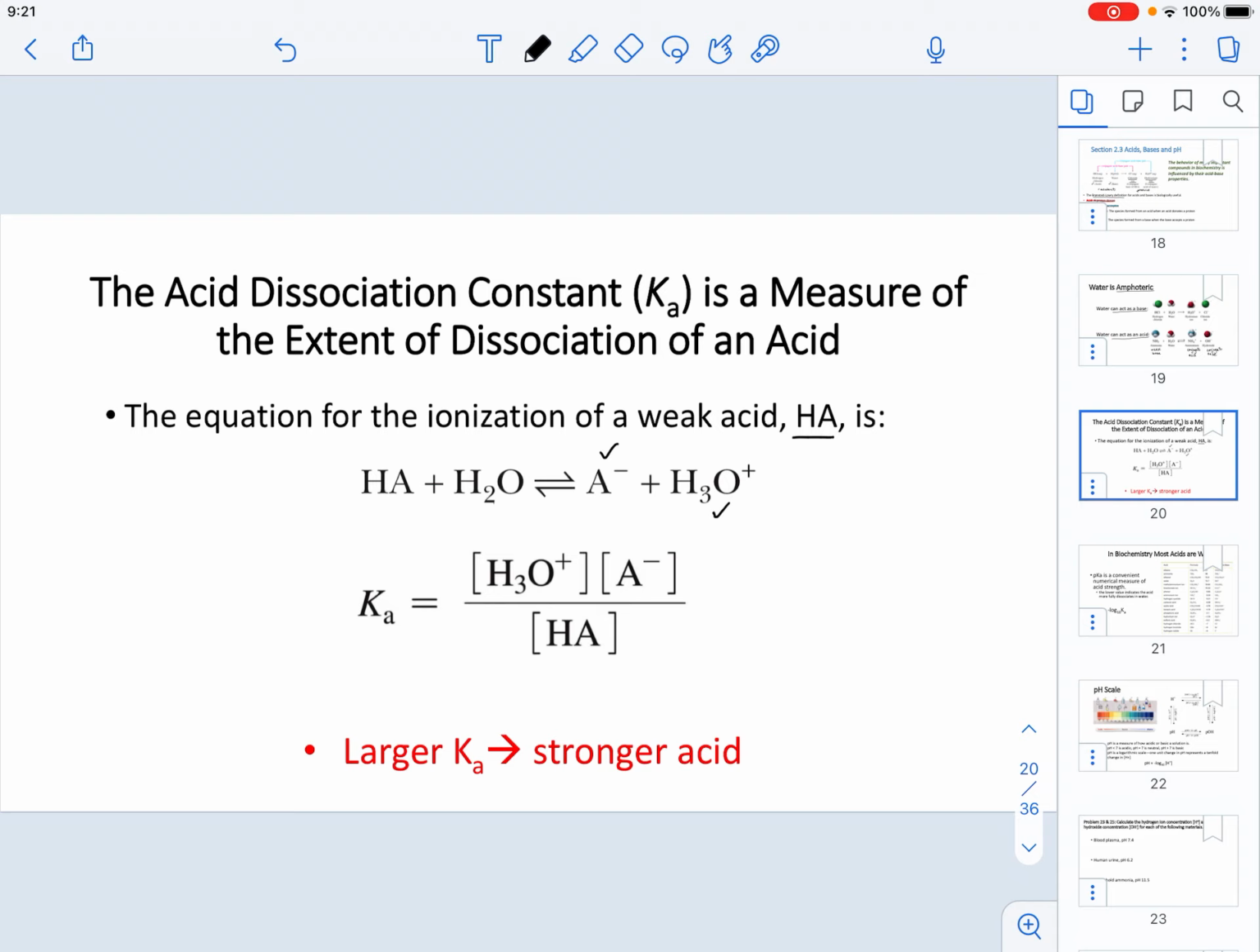In general, for this course, you guys don't need to know how to do those calculations. What you need to understand is the trend, that something that has a large Ka is going to be a strong acid. Because if you think about it, if it's a strong acid, we're going to have more of the top components compared to the concentration of the acid itself. So it just makes sense that a larger Ka corresponds to a stronger acid.